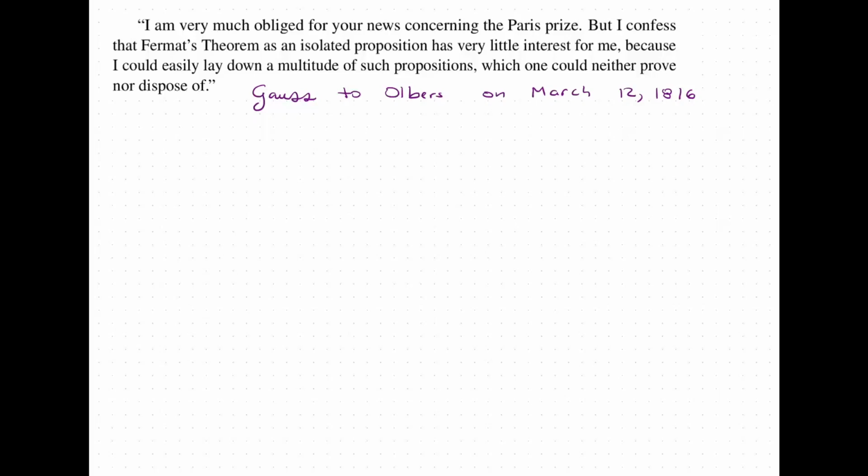I am very much obliged for your news concerning the Paris Prize, but I confess that Fermat's theorem as an isolated proposition has very little interest for me, because I could easily lay down a multitude of such propositions which one could neither prove nor dispose of.